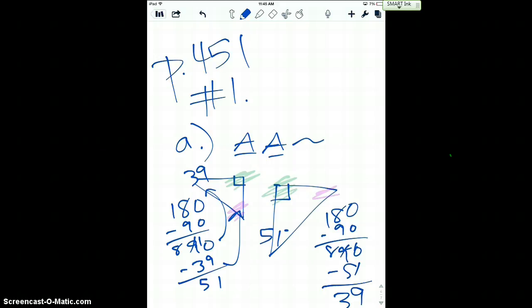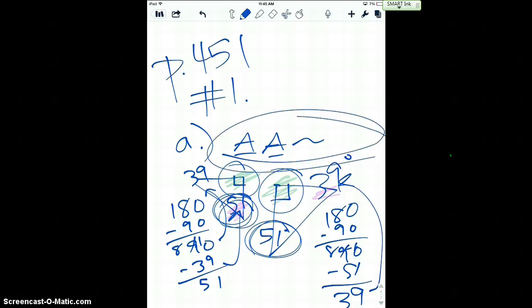If I do the same thing over here, 180 minus the 90 is 90 minus the 51, and I'm at 39 degrees. Did I do something wrong? 180 minus 90 is 90, and then I take the 90 and subtract off the 51, and I'm at 39. No, I did that right. Okay. All right, is there a joyous moment here? Well, these two angles are not corresponding with each other because that's 51 and that's 39, but 51 corresponds with 51, so I do have two sets of corresponding angles that are congruent. So yes, they are similar by AA similarity.